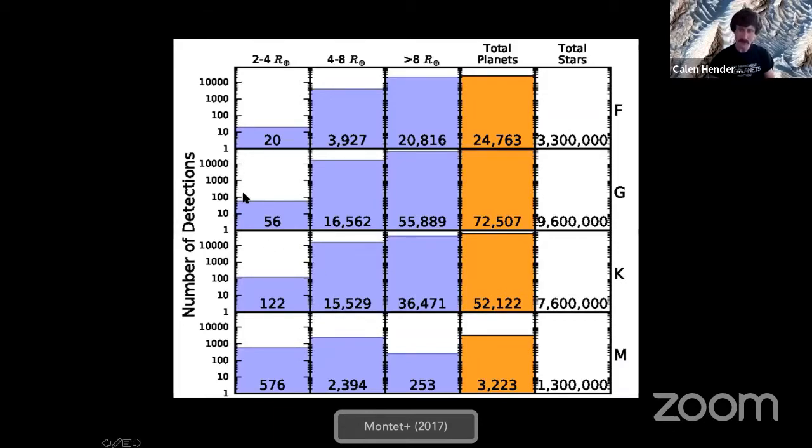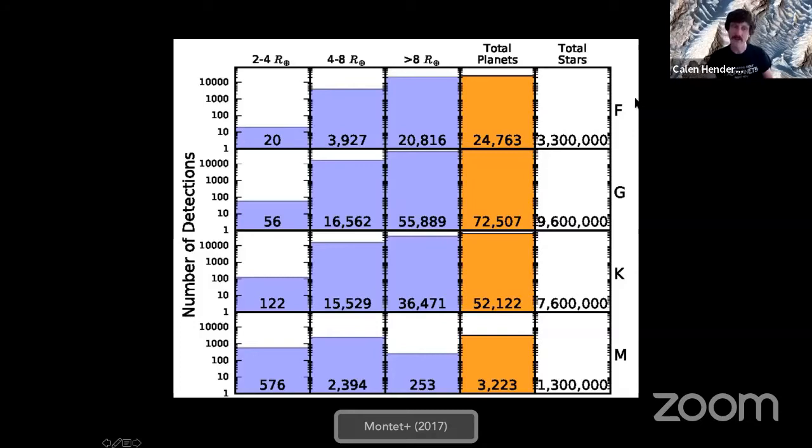So on the top, you see different bins of planet radius. The first 3 show 2 to 4 Earth radius planets, 4 to 8 Earth radius planets, and greater than 8 Earth radius planets. So you can think of that, roughly speaking, as terrestrial planets, and then ice giants, and then gas giants. And so the 4th column is showing you the total number of planets that will be detected. And the right column is showing you how many stars will be observed.